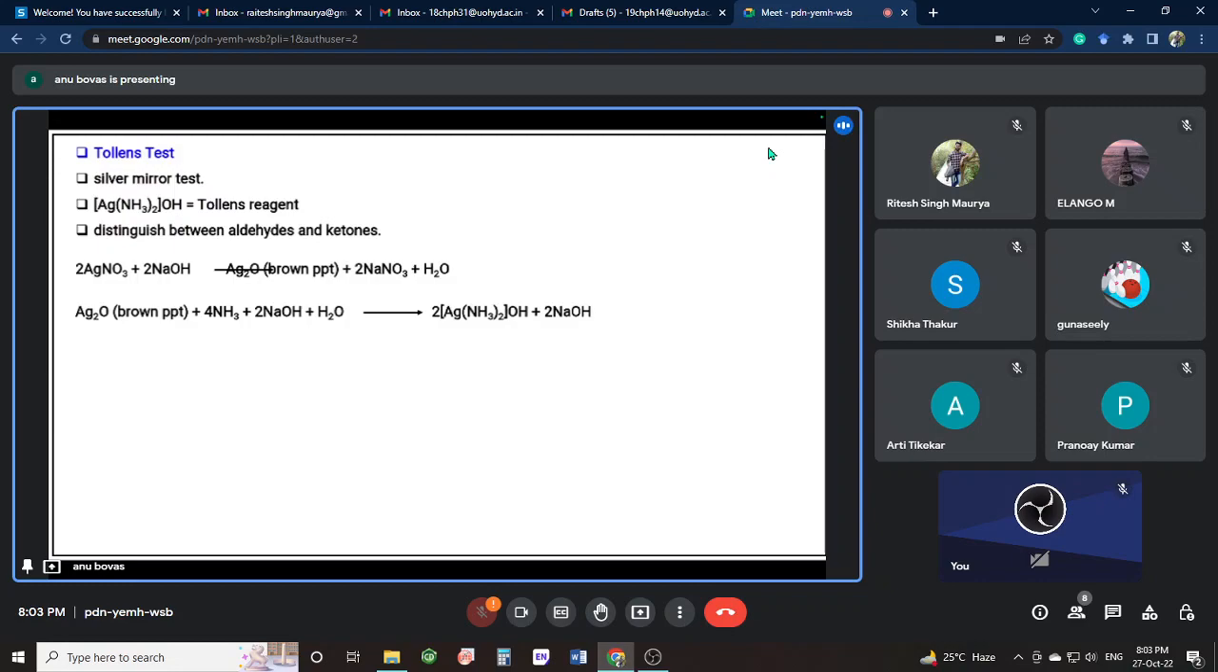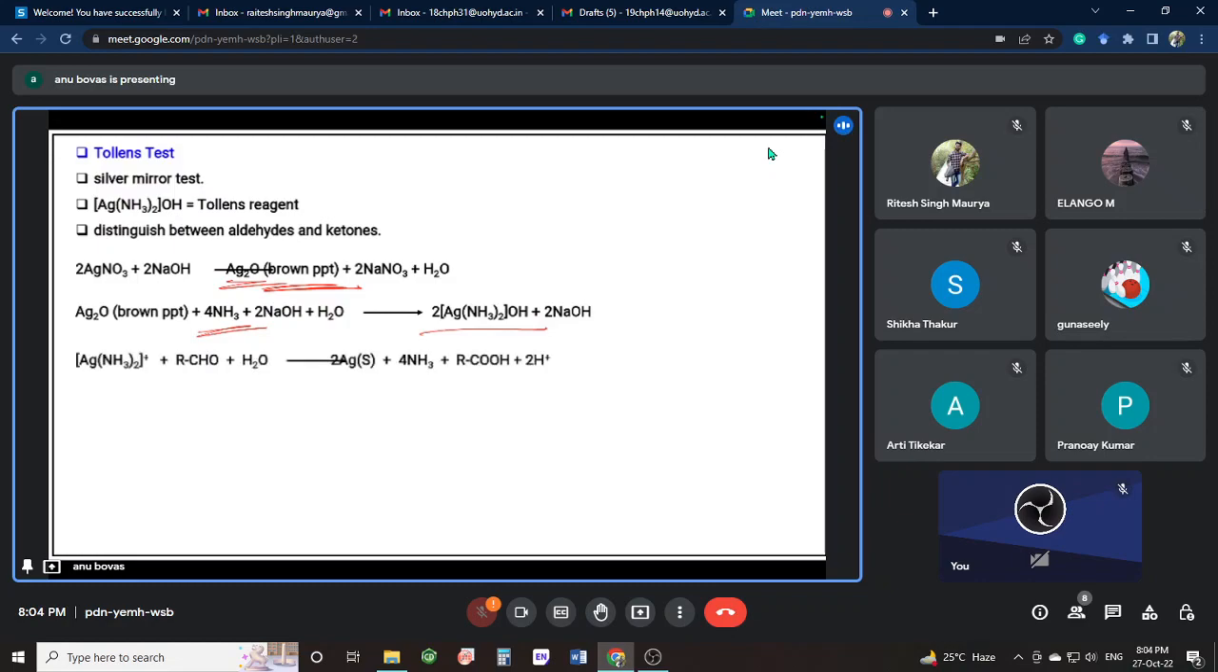So how can we prepare this? We just have to mix AgNO3 with NaOH. We will get Ag2O, NaNO3 and H2O. To this Ag2O, which is a brown precipitate, we will add ammonia solution. We add ammonia solution until the brown precipitate is completely dissolved, so that we get such a complex, [Ag(NH3)2]+, and this particular complex is basically the Tollens reagent.